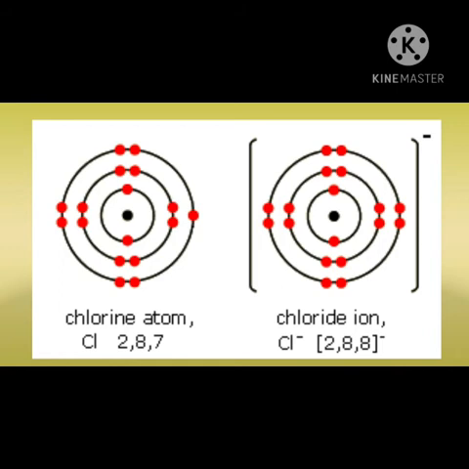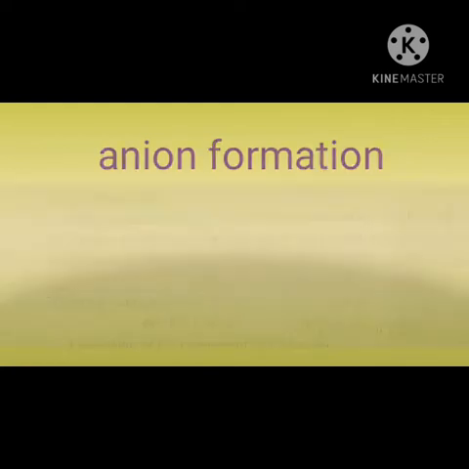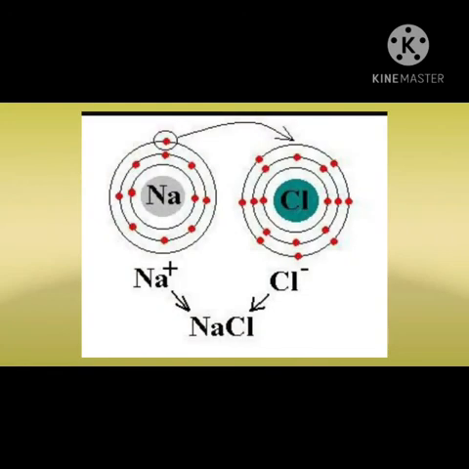It receives 1 electron from sodium and forms Cl-. So, its electronic configuration is 2,8,8. In the outer shell, Cl- has 8 valence electrons. So, the electronic configuration of the chlorine atom is 2,8,7 and that of the Cl- ion is 2,8,8. It gets the electron configuration of argon. So, sodium forms a cation and chlorine forms an anion.